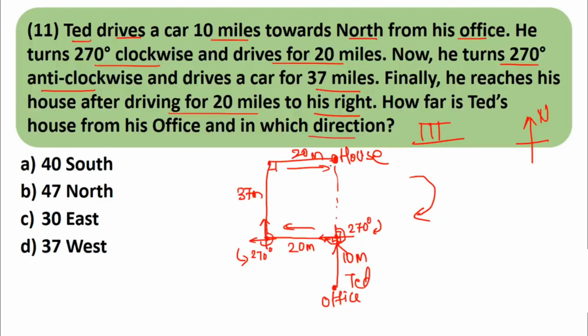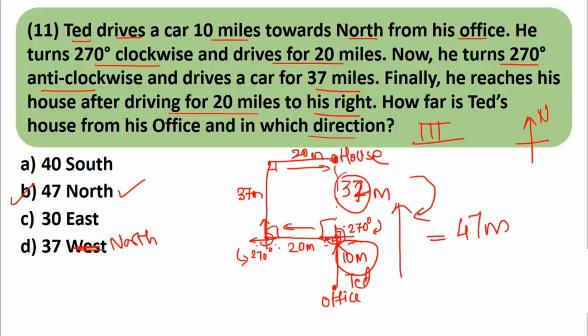Now, this is the office, this is the house, so Ted's house is in the north. Here we have north. We can directly mark the answer, but say if there are two options, like say here also it is north, then how to calculate? Let us see. This is 90, 90, 90, because 270 degrees is 90 plus 90 plus 90. So this is a rectangle. If this is 20, this is 20, this is 37, this will be 37 meters, and the distance between house and office is 37 meters plus 10 meters, that is equal to 47 meters. So the option is B, 47 north. This is the correct answer.